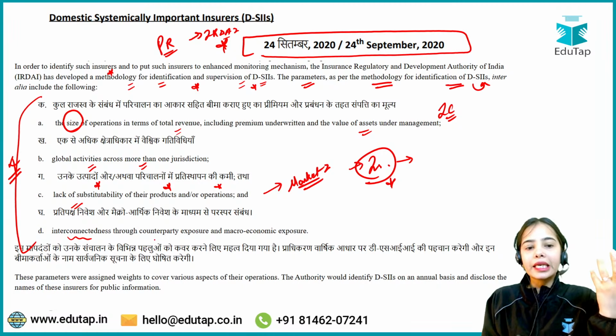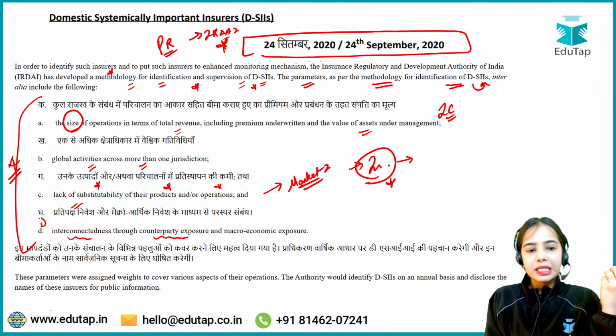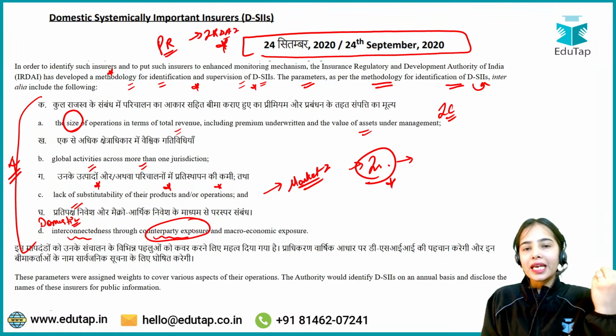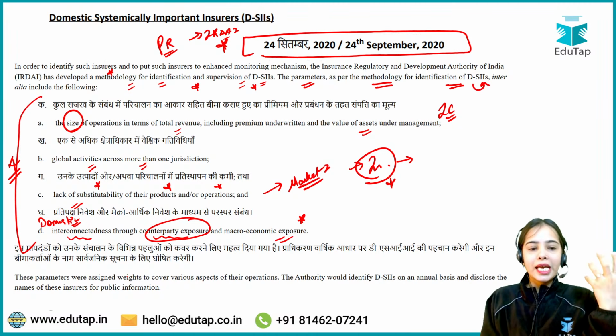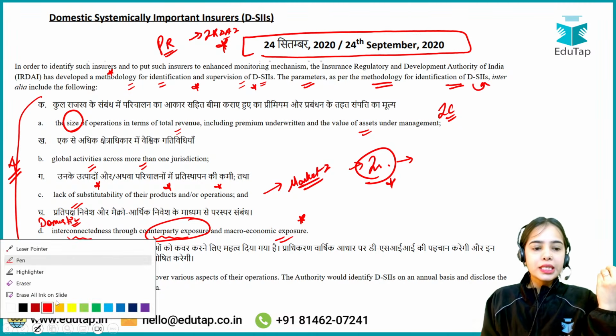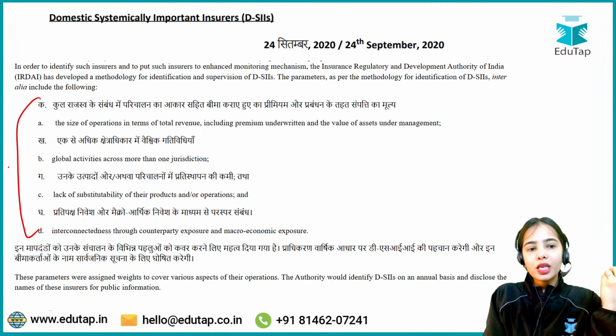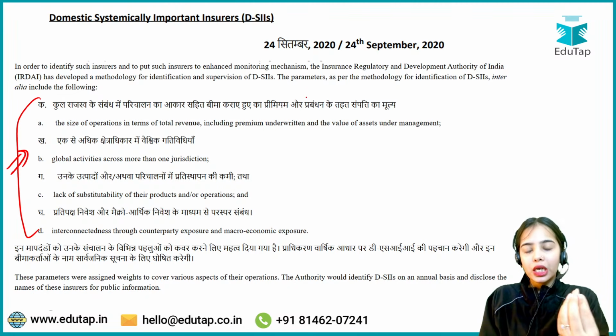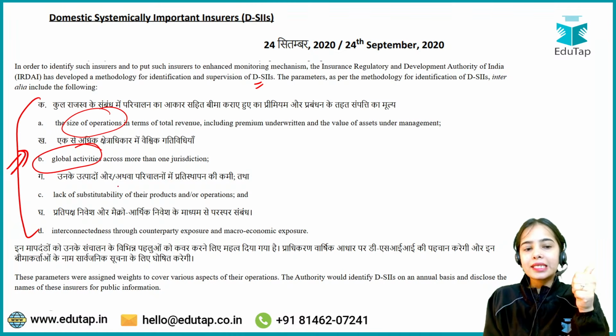Last is interconnectedness through counterparty. So there is domestic interconnectedness through counterparty exposure, and macroeconomic exposure to the whole of the economy. So these are the 4 parameters according to which the domestic systemically important insurer is identified: the size of operations, global activities, lack of substitutability, and interconnectedness.